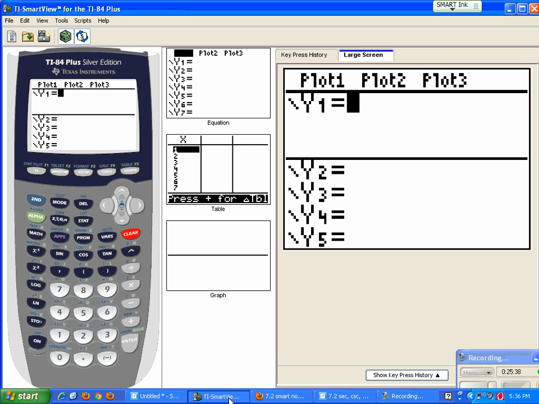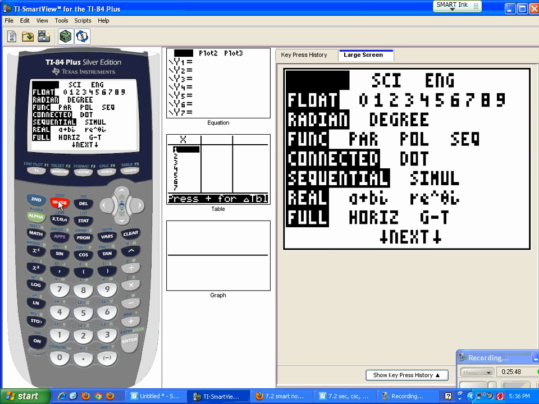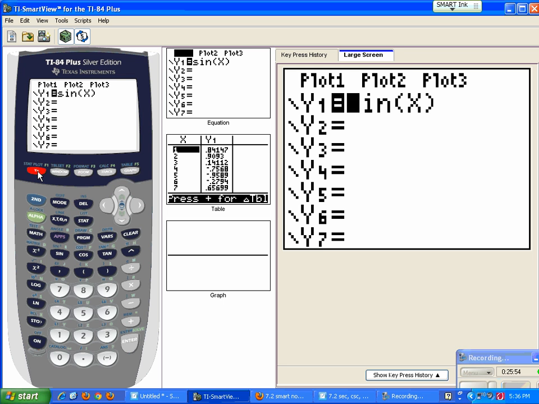So if I go to my graphing calculator, and let's say I want to graph the sine of x, whenever you're graphing these, you always want to make sure you're in radian mode. So I'm going to go to my mode, and I'm already in radian, so I'm good. So if I go back to my y equals, I have my graph in.